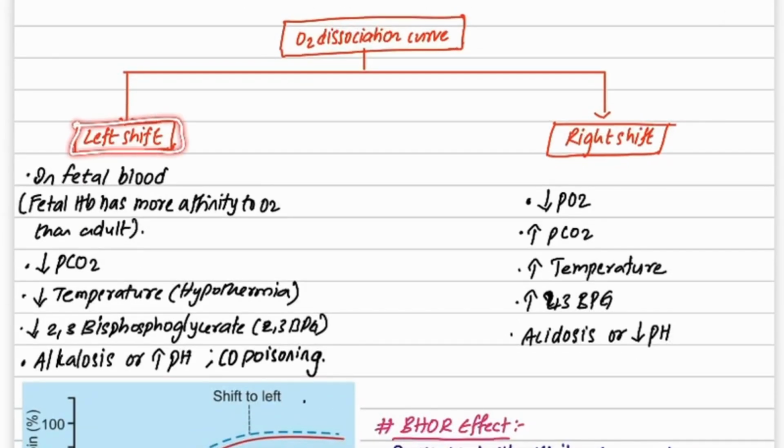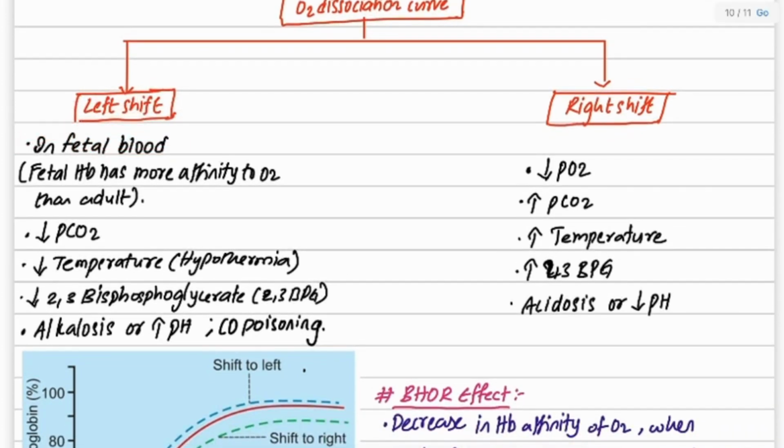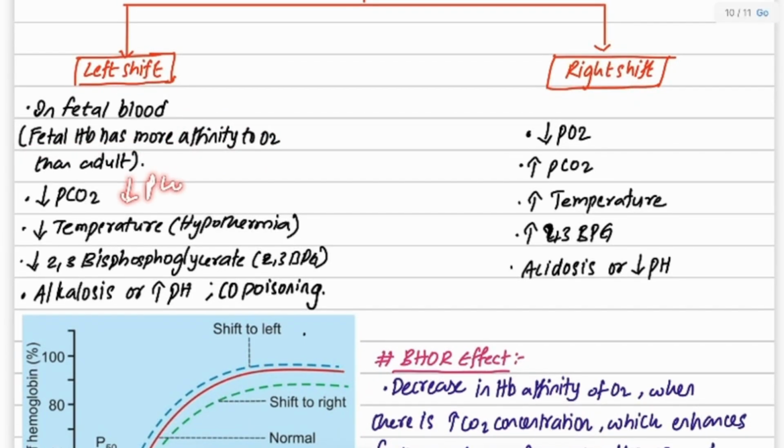So left shift takes place in fetal blood. Why? Because fetal blood has more affinity to oxygen than the adult blood. And when there is decreased PCO2, or decreased temperature, or decreased 2,3 BPG, remember, in left shift everything is decreased except PO2. Only PO2 will be increased here. Obviously if PCO2 is decreased, partial pressure of oxygen will be increased when there is decrease in partial pressure of carbon dioxide. Don't confuse, just remember. Just try to focus.